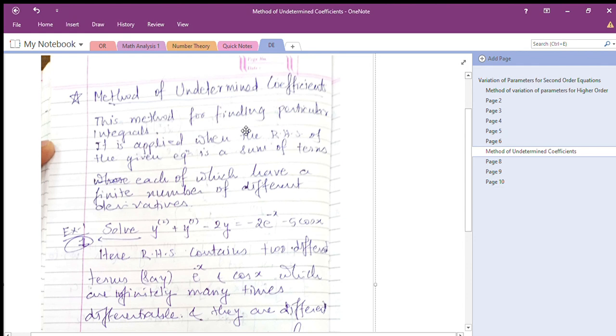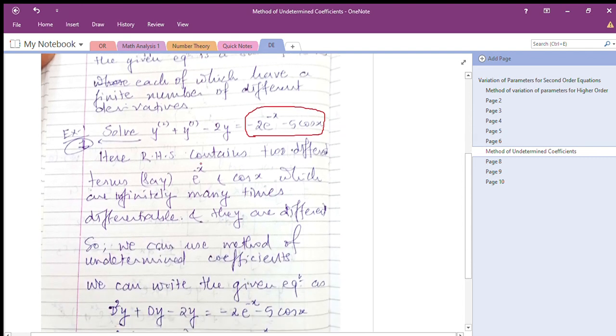But you will have a question: sir, there are many other methods for particular integrals, so why this one today? The reason is that when the right hand side has different types of derivatives and is infinitely many times differentiable functions, in that case we have to use the undetermined coefficients method, which is very much easy and useful. So this is the reason why we are using the method of undetermined coefficients.